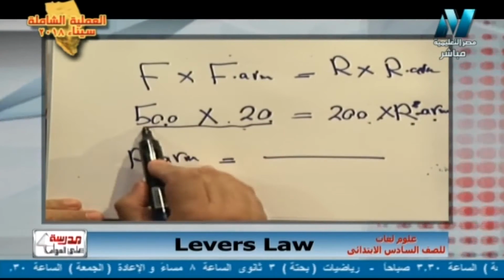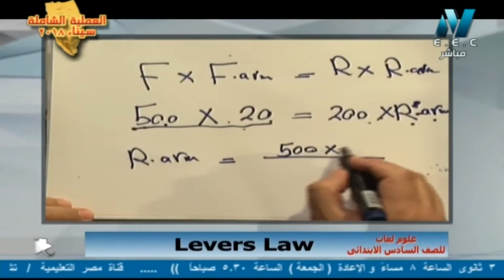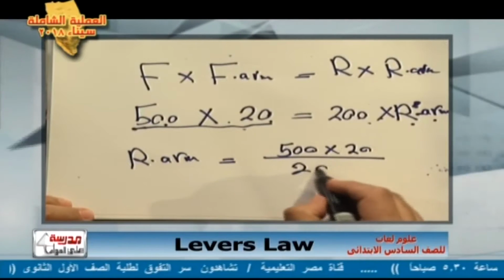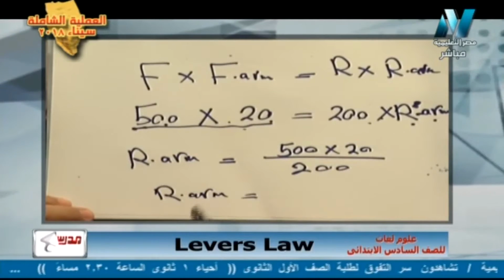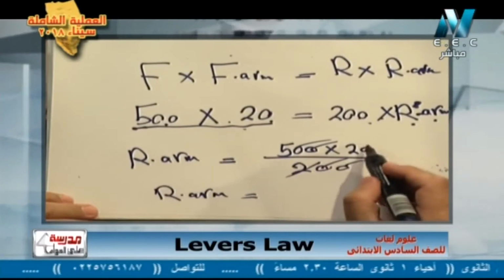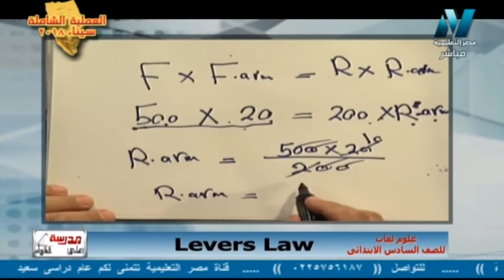Surely it's that side. So I can write this side at the top 500 by 20, and at the bottom I can write 200. By cross multiplication I can find that resistance arm equal. I can omit 2 zeros with 2 zeros by calculator. Divide with 2 equal 1, divide 2 equal 10. So it will be 5 by 10 equal 50.